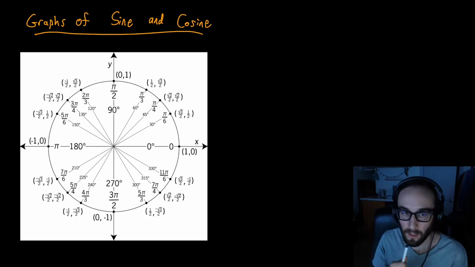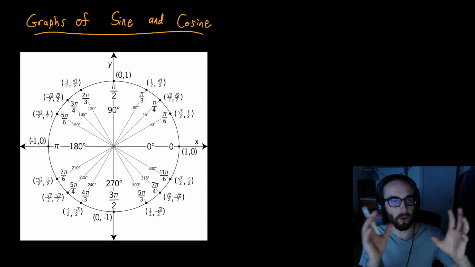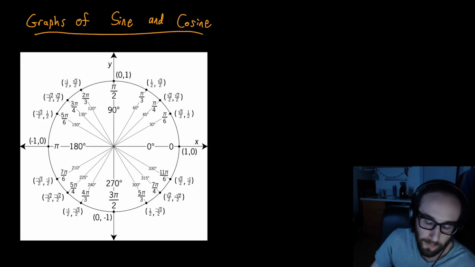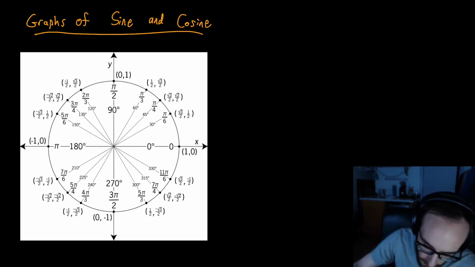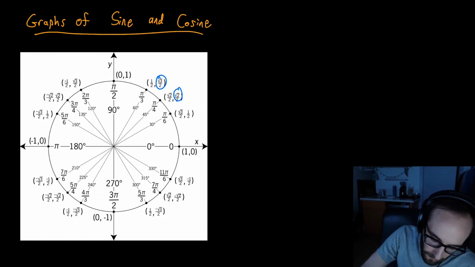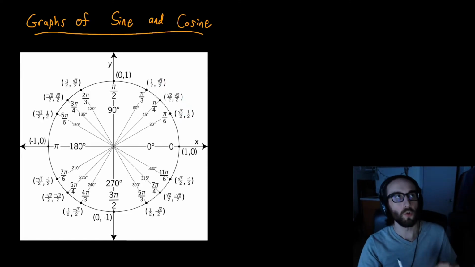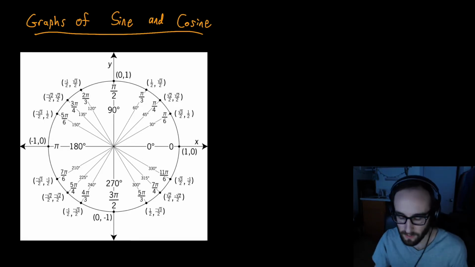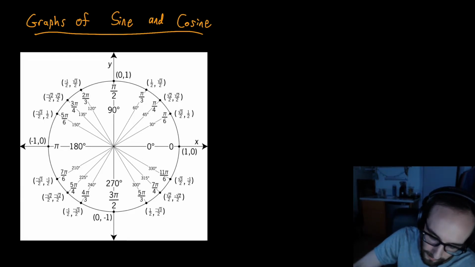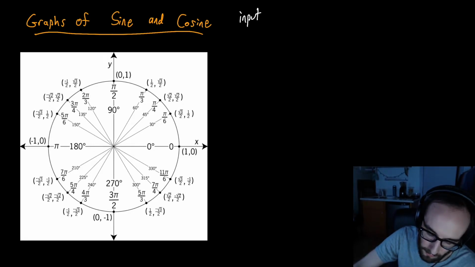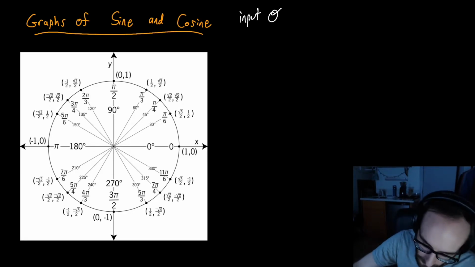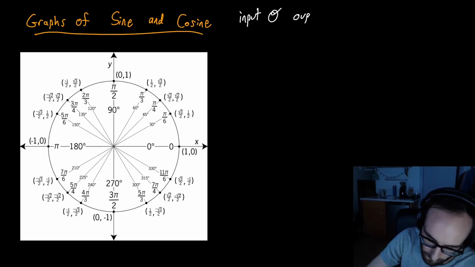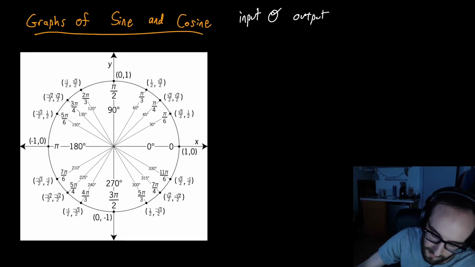So on my screen, as you can see, I have the filled out unit circle. And as we mentioned in the past, all of the x values on our unit circle are the cosine values, and all of the y values are the sine values. And what we're going to start to do with sine and cosine is think about them as functions, specifically functions where the input is some angle theta around the unit circle, and then our output is the sine or the cosine value of theta.